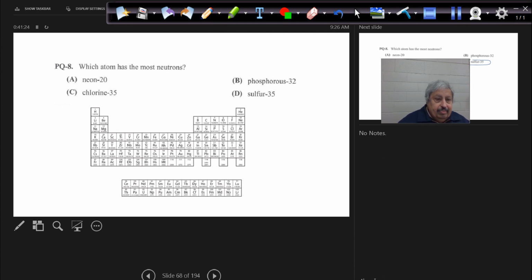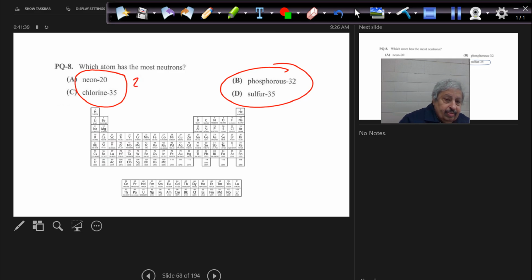So the atomic mass is 20. When I say those are isotopes, this way, when we write those elements, those are isotopes, correct? Those are isotopes. So 20 minus 10, this is 10. 35, that's isotopes. 35 minus chlorine's 17, correct? 17, how much is it? 18.